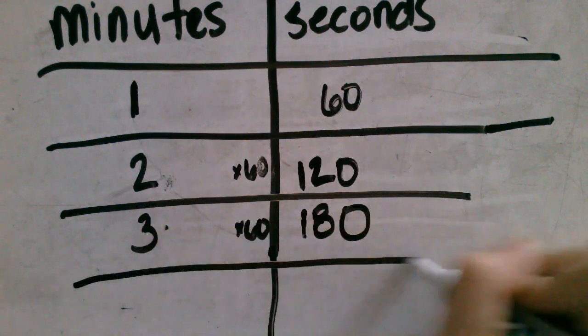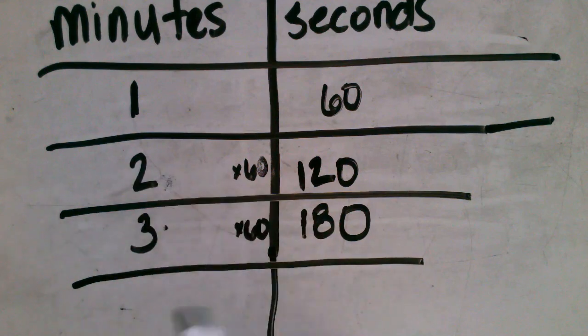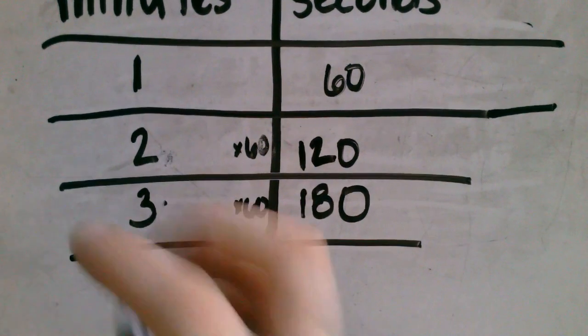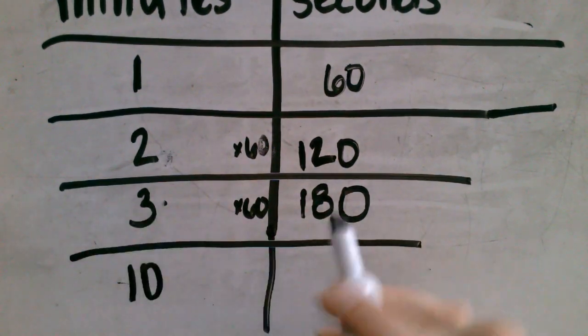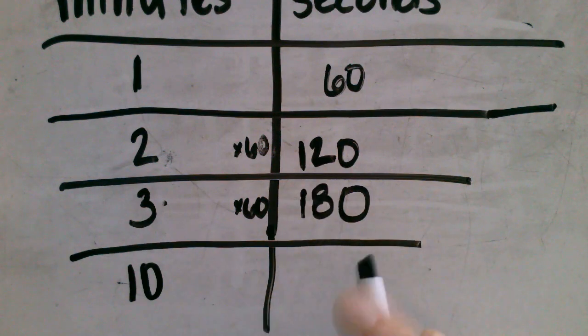We could continue our chart forever. But if we wanted to figure out how many seconds are in 10 minutes, pause the video and see if you can figure that out now. 10 minutes times 60.